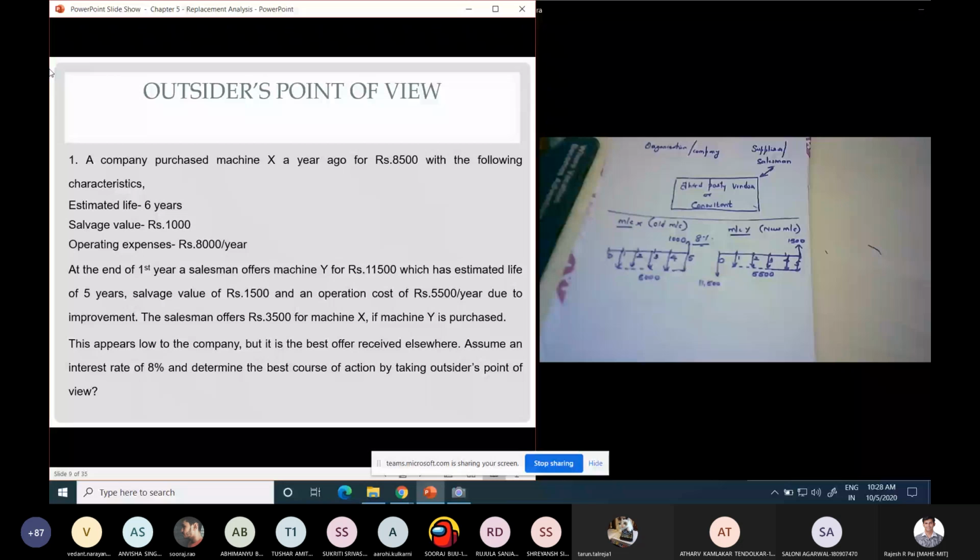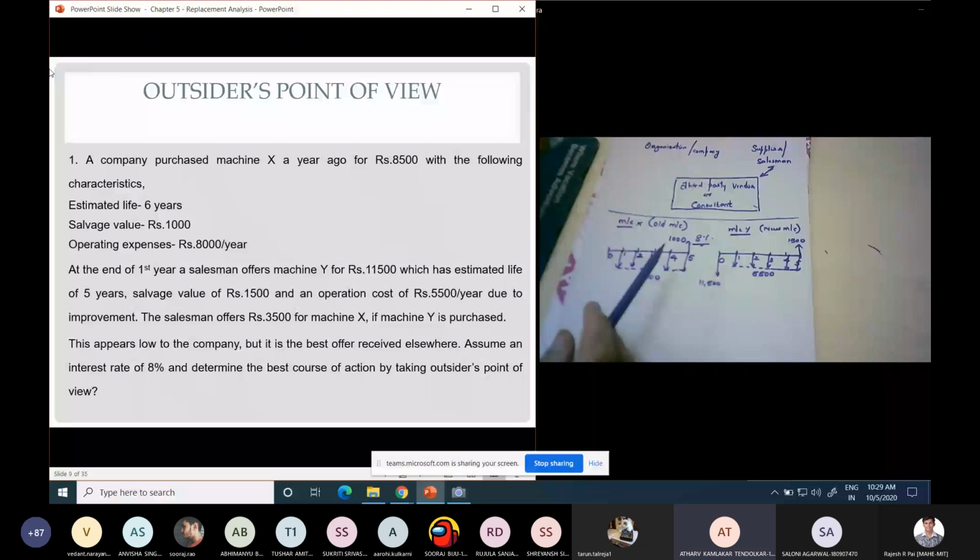That is why we have to consider only the remaining part of the service life, since 1 year has already been completed. Hope you have understood.